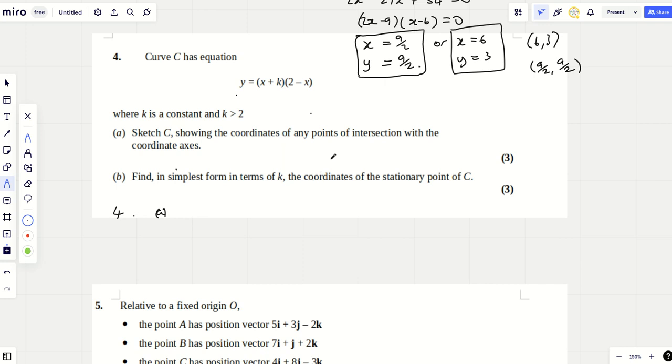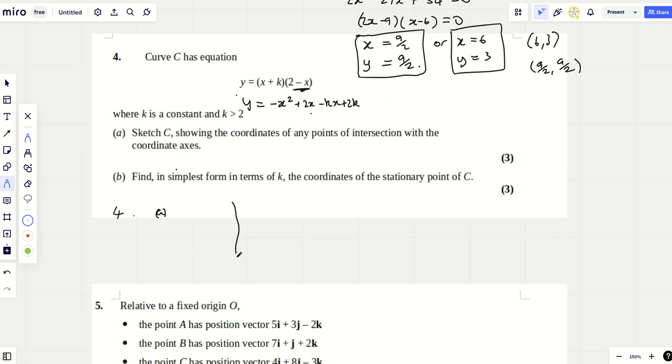On the pure, less sympathy really. This one, we're just sketching a quadratic and it's upside down. If you multiply out those brackets, and feel free to, you get minus x squared plus 2x minus kx plus 2k. Yeah, that's what we're actually dealing with here.